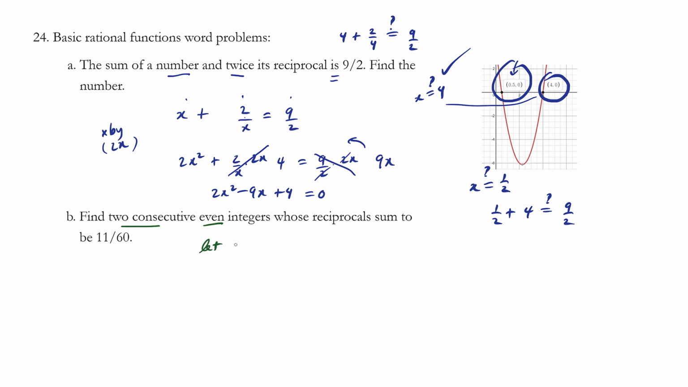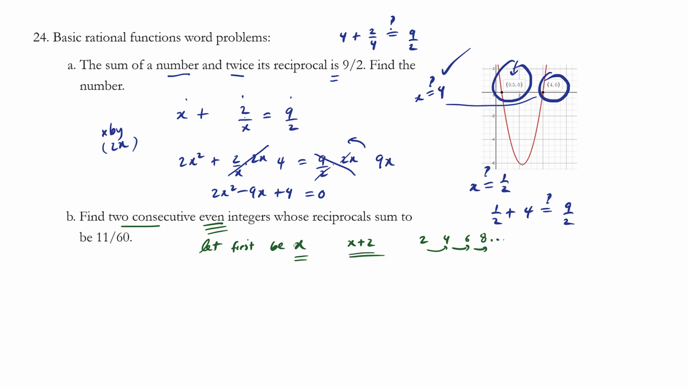So let's let the first even integer be x, and we know that it's even. So that means that the next number is going to be x plus 2. For example, even numbers are like 2, 4, 6, 8, etc. Notice how these numbers, if they're consecutive, go up by 2. So this is the first even integer, and this is the second even integer.